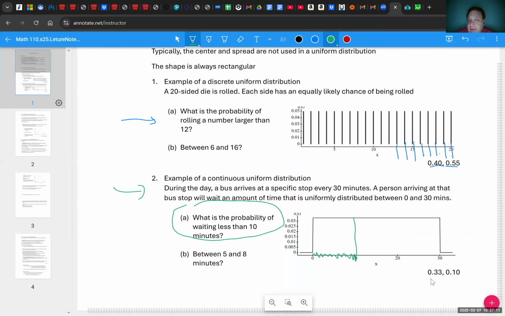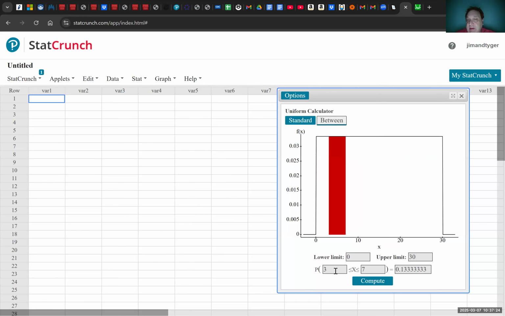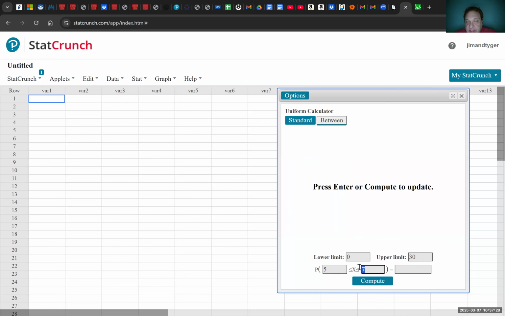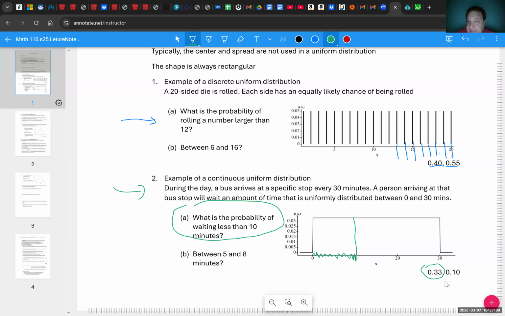So that's the 33.3 right here. And then the next question is, what about between 5 and 8 minutes? Once again, in StatCrunch, you can toggle between or just standard. So between, and I believe between 5 and 8 minutes were the numbers in the notes. And that is 0.1, which is 10%. Let me see if I remember the numbers right. 5 and 8 minutes, yeah, is 10%.